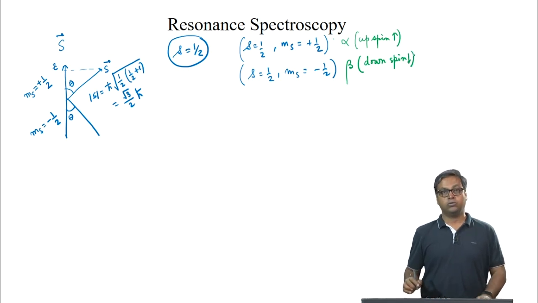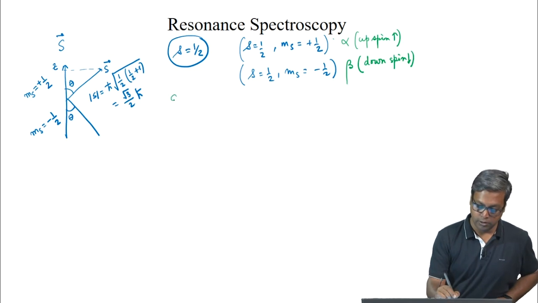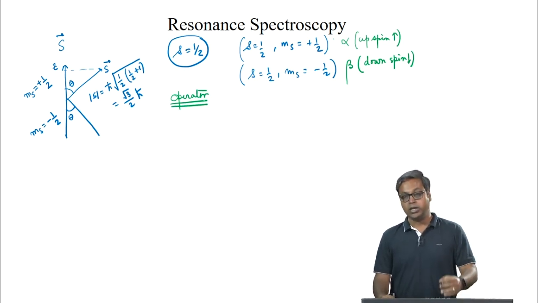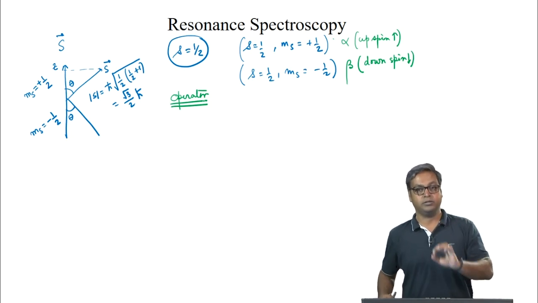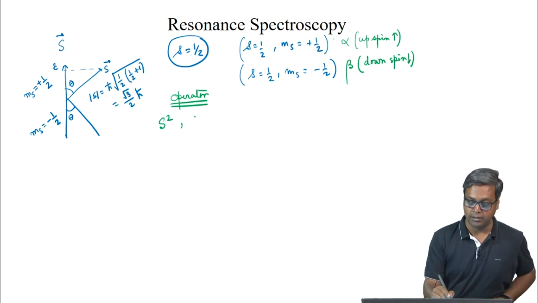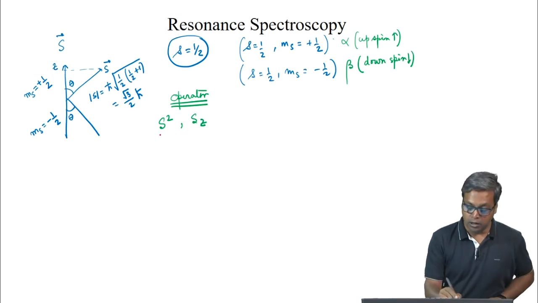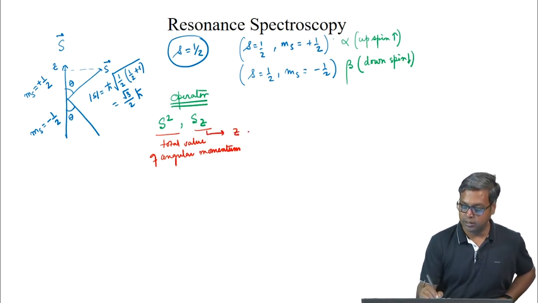So, any observable in quantum mechanics has a corresponding operator. We are talking about quantum mechanics here because, as I mentioned in the last lecture, spin has no classical analog. So, for electron spin, the relevant operators are S squared and Sz. S squared defines the total value of angular momentum, and Sz determines the z component.